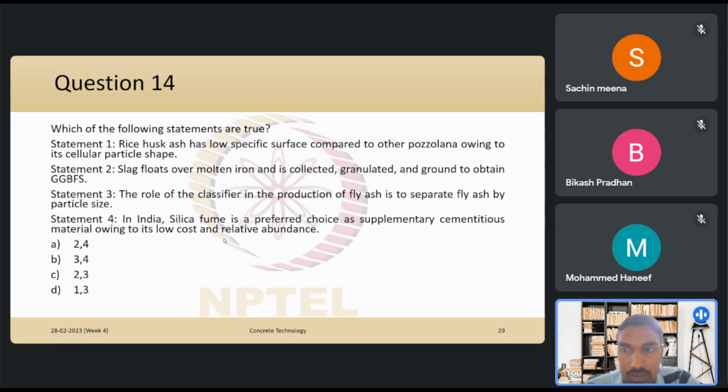So we have 4 options, so multiple statements could be correct. The options are 2 and 4, 3 and 4, 2 and 3, and 1 and 3.